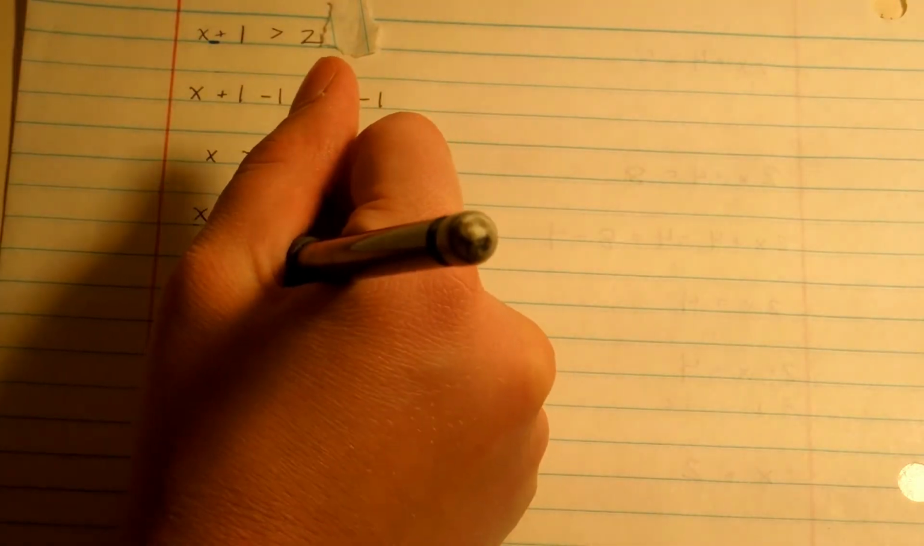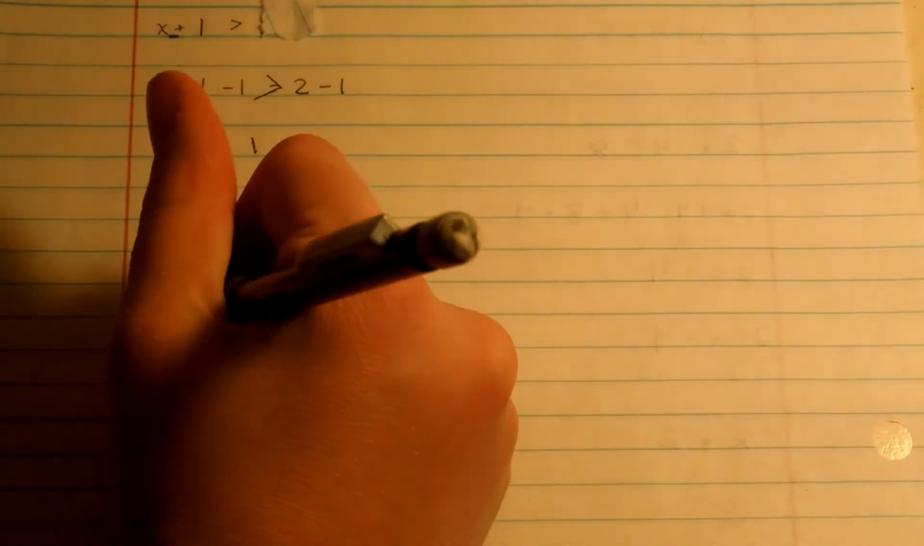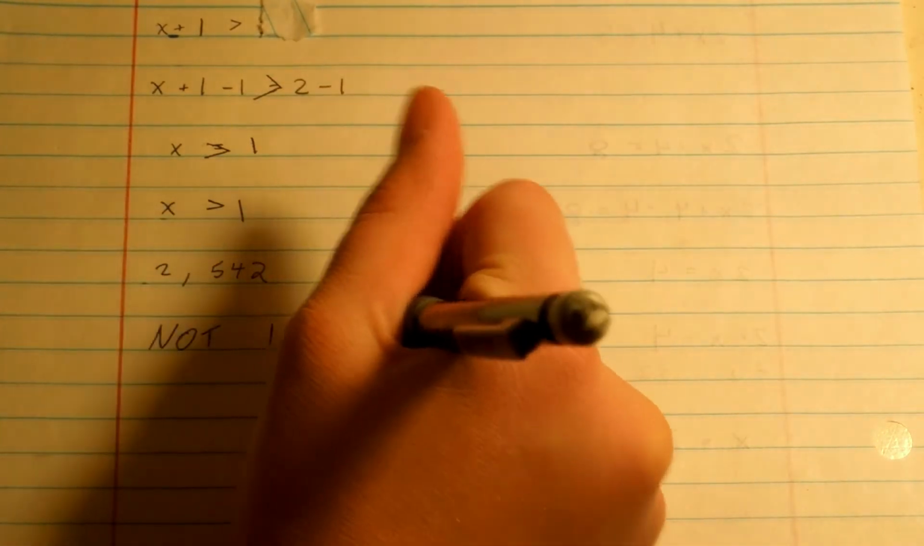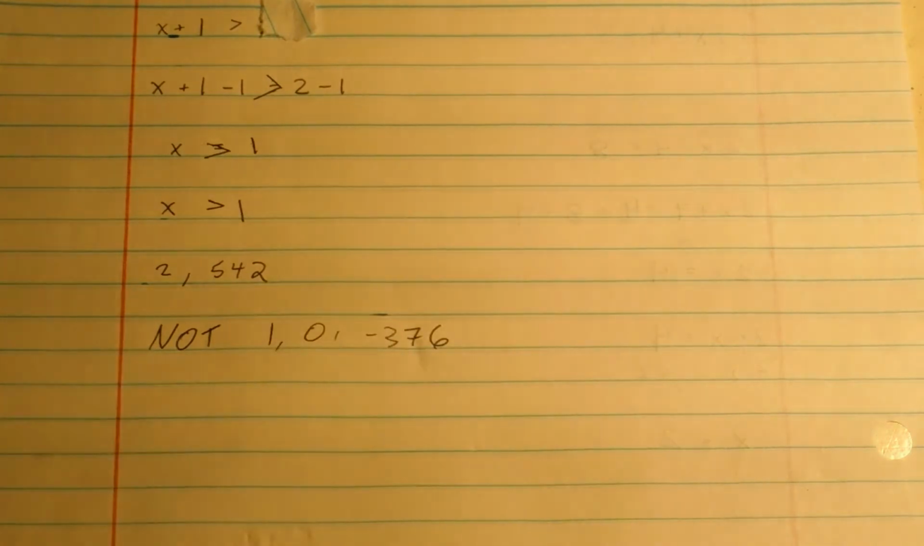Now what does that mean? Well, it means that x is any number greater than 1, but not 1. So for example, x could be 2, 3, 542, all the way to really big positive numbers. But x cannot be 1 or 0 or negative 376 or any negative number, all the way to really big negative numbers.